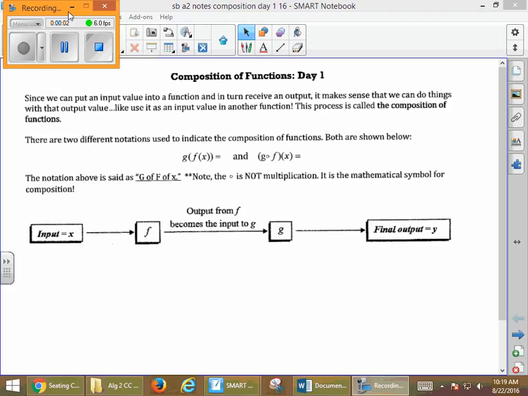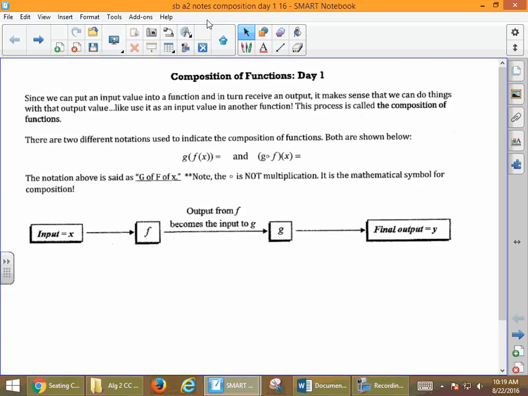Today we're going to talk about composition of functions, and in fact we're going to be working with functions today and tomorrow and Wednesday. So we'll have a lot of chance to get a lot of practice on them. But what composition of functions is, is that we're working with more than one function at a time.